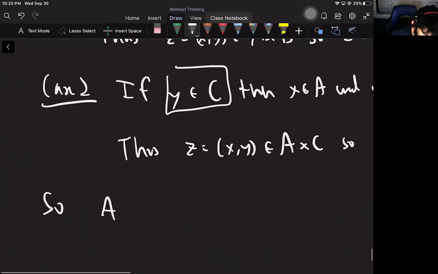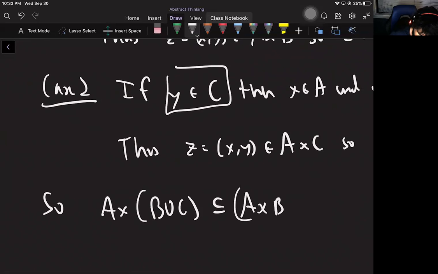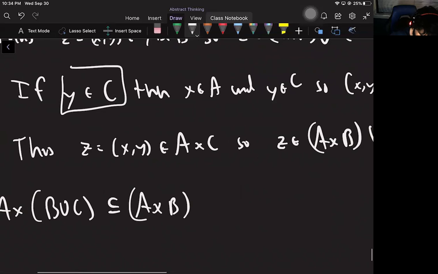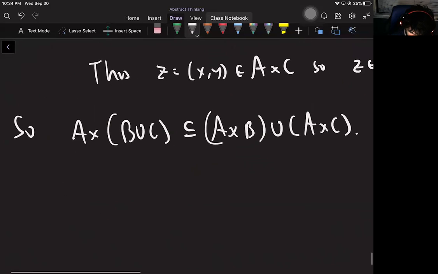So what we've shown is this. We've shown the first part of set equality, meaning we've shown a subset proof in one direction. Now we've got to show the other direction.